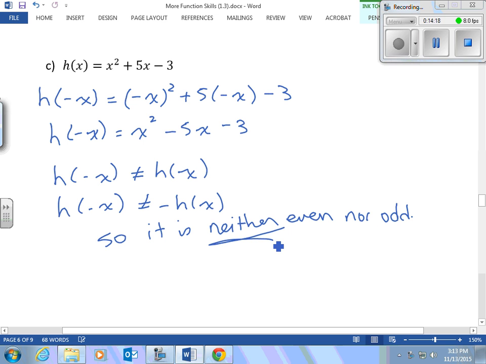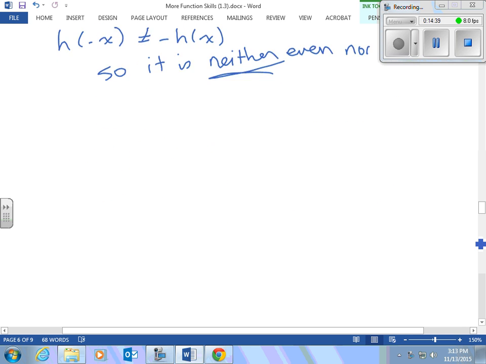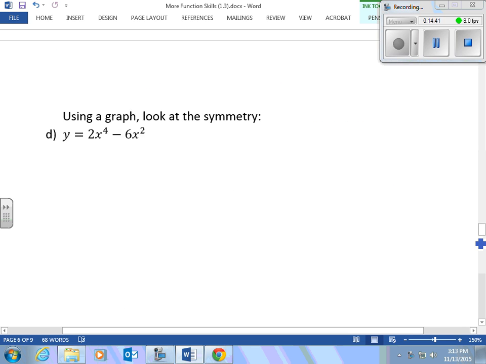Okay, so if it's the same after you put the negative in, you have an even function. If it's exactly the opposite sign, it's an odd function. If parts are the same and parts change signs, then it's neither even nor odd. So that's how to find an odd or even function using the equation.